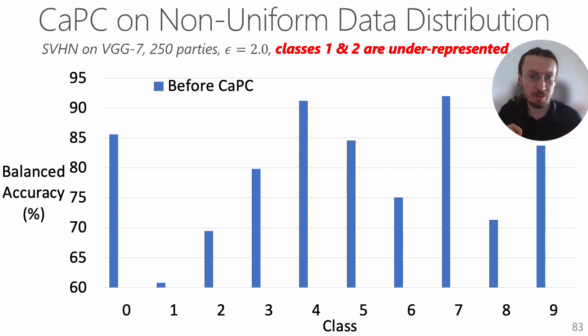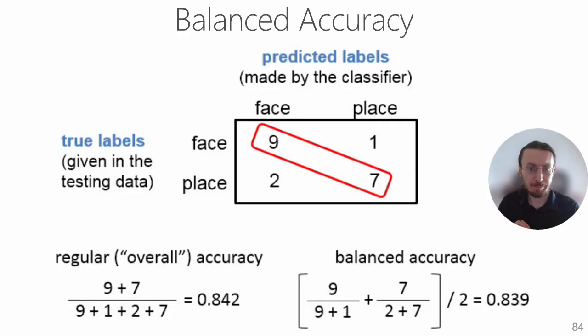To give you more intuition about what balanced accuracy is, let's just see an example. So this is a simple example of the computation of balanced accuracy. We have two classes, in this case face and place. The face was predicted correctly 9 times and incorrectly just 1 time. Place was predicted correctly 7 times and incorrectly twice. Then the accuracy is just the number of correct predictions, which is 9 plus 7, over all the predictions made, which is 9 plus 1 plus 2 plus 7. So here the accuracy is computed in the standard way.